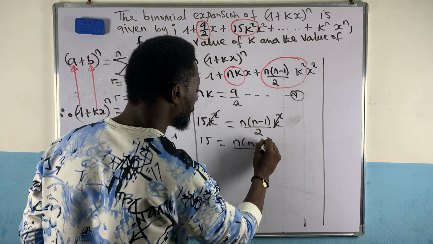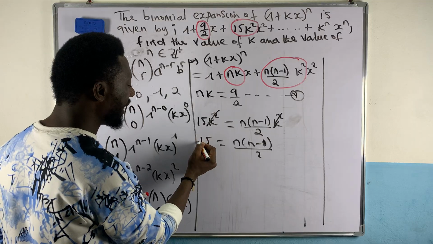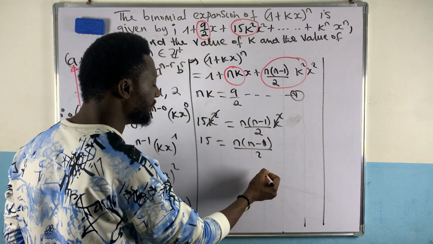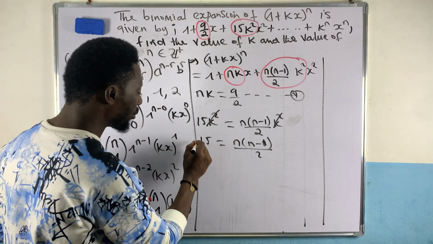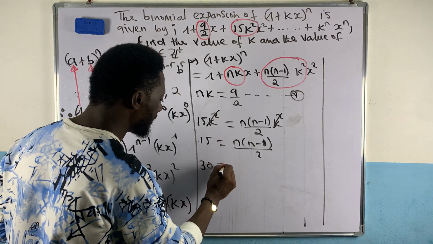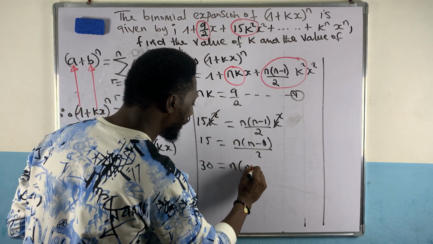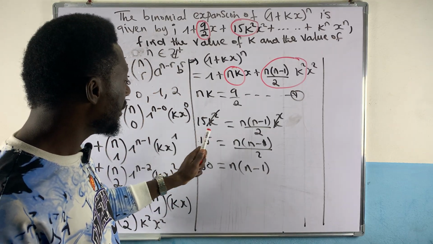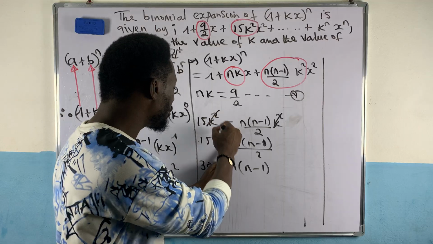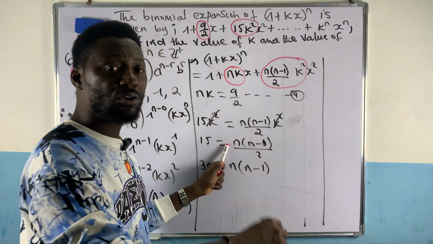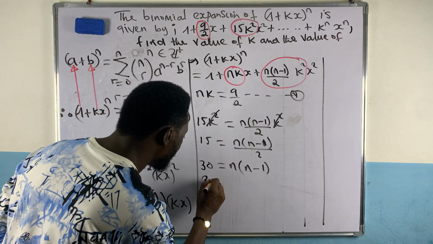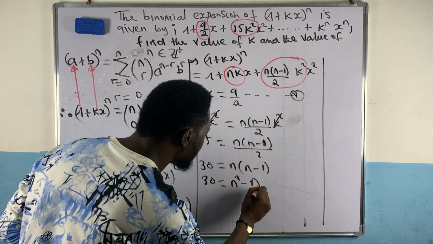all this on 2. So I will multiply here by 2 so that this 2 is eliminated from the denominator. I'll have 30 equals n into n minus 1. So what I've actually done is to multiply here by 2 and here by 2 so that the 2 and this 2 in the denominator cancel out. So therefore 30 is equal to n squared minus n.